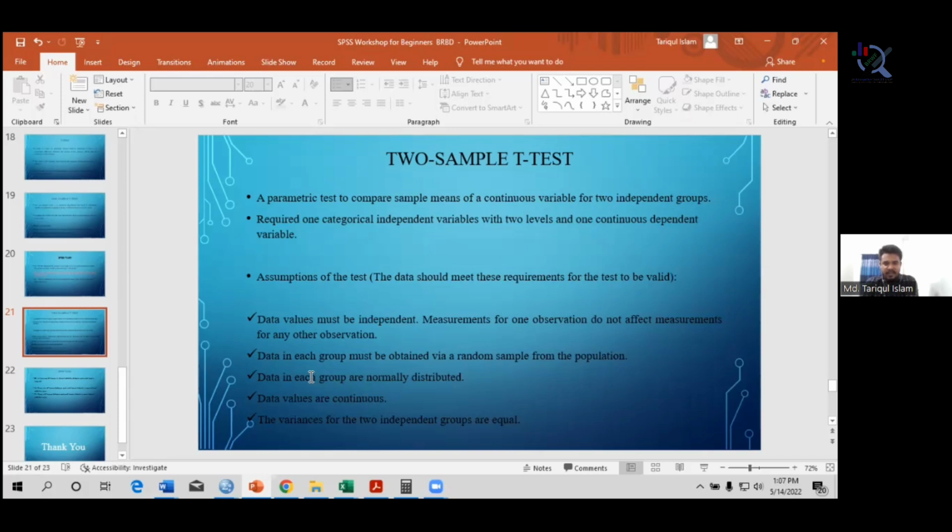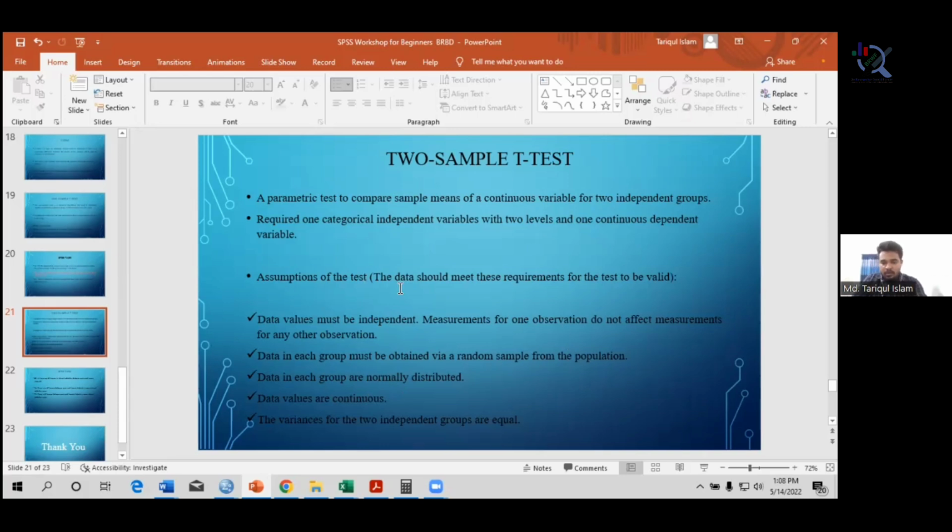Then the data in each group should be normally distributed, and the data values are continuous. Continuous means numeric, so we have numeric data. The variance for the two independent groups should be equal. We will consider that after doing the test.